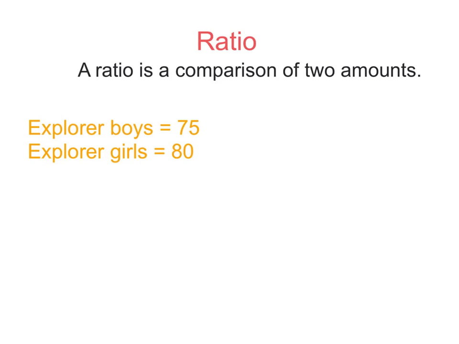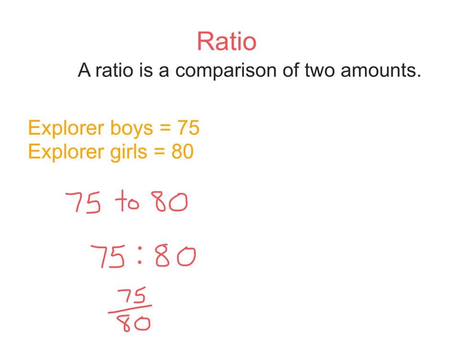In the Explorer team, if there were 75 boys and 80 girls, we could write a ratio because we have two amounts. So our ratio of boys to girls would be 75 to 80. And we could write the ratio of boys to girls one of three ways. We could write it this way, 75 to 80. We could do it this way, 75, and you put these two dots, 80. Or we could write it as a fraction, like this, 75 over 80.